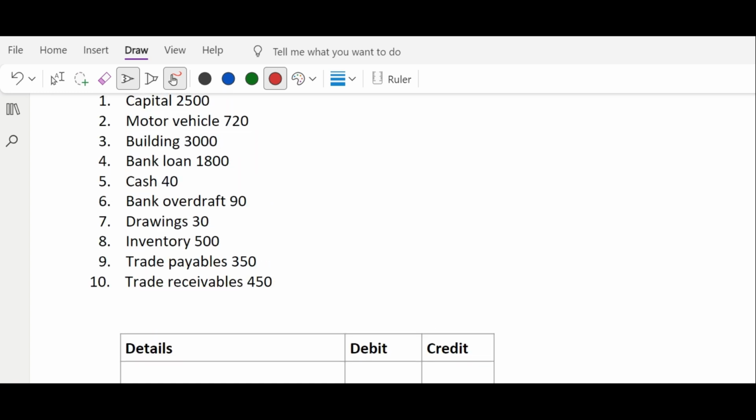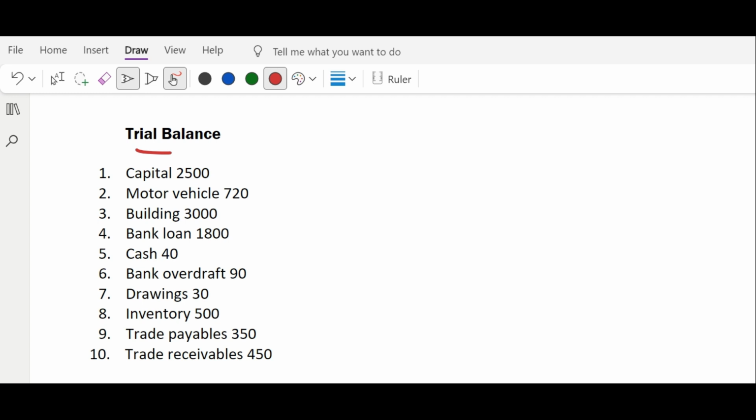So it's really easy if you know the basic accounting concepts, what assets are, what liabilities are, and what capital is. So let's begin. First one, capital. Now capital is the owner's contribution. And so let's go into the basics first. Assets equal capital plus liabilities is the basic accounting equation.